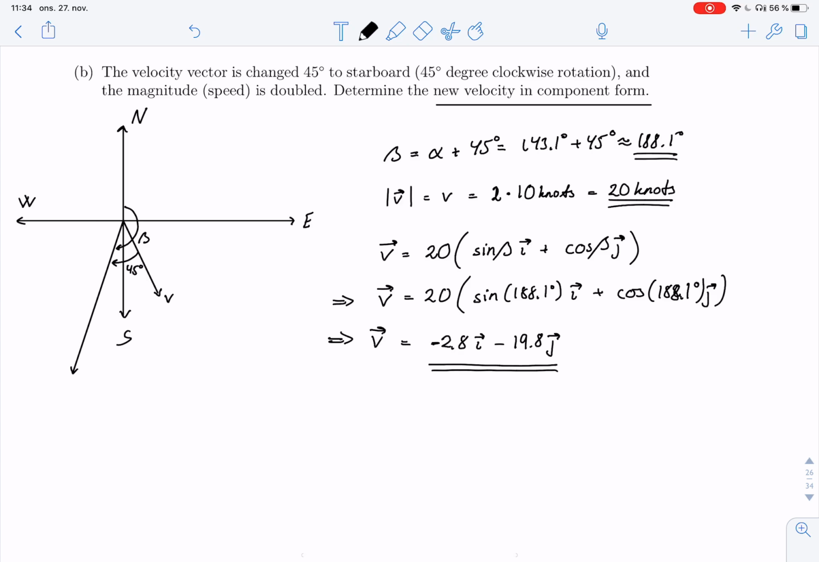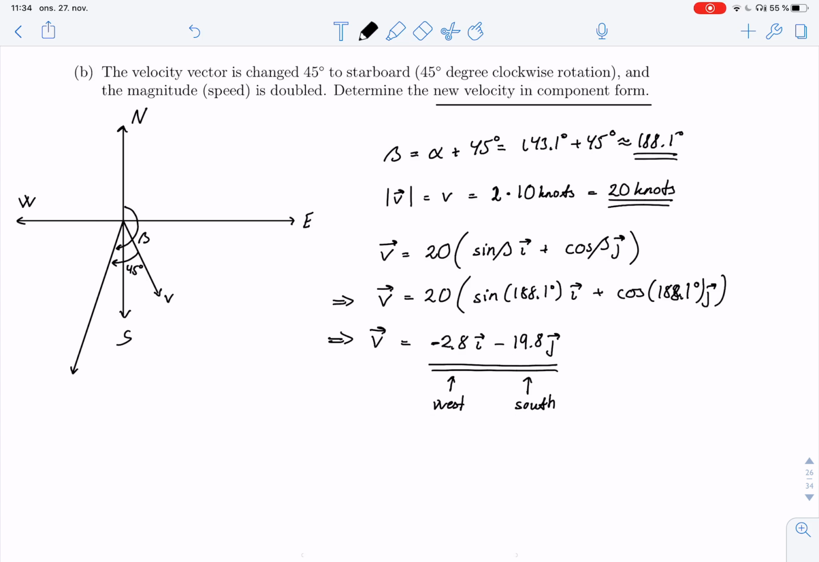So that would be our component form, because component form means that we need to know how much in the x and y direction, or here, east and north. So what we're saying here is that it's westward and, no, not east, sorry, south. Because I is east and we have a minus, so that becomes west. And J is north and we have a minus, so that becomes south.